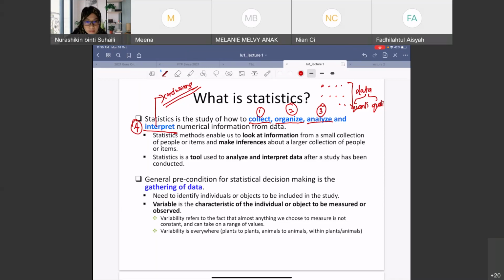It enables us to look at information and make inferences. It is a tool to analyze and interpret data. Okay, I'll talk about it.